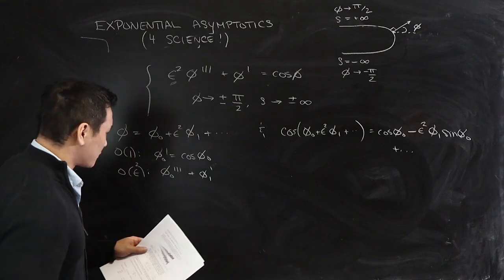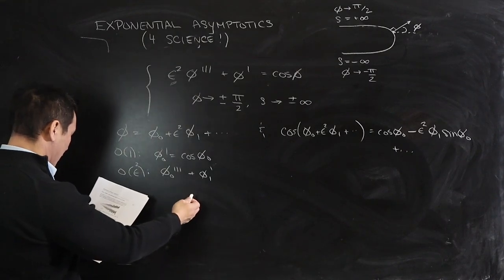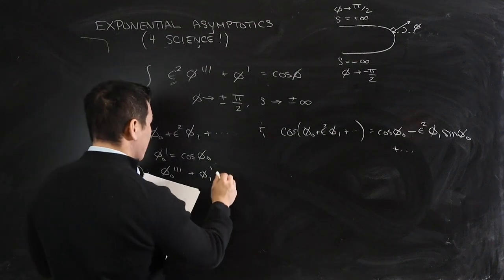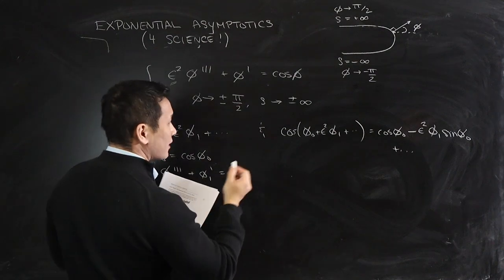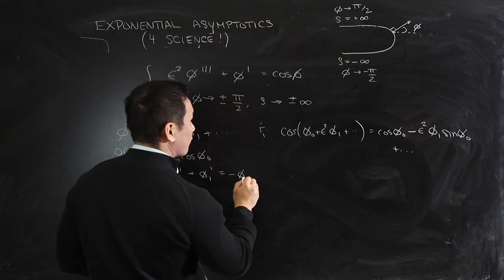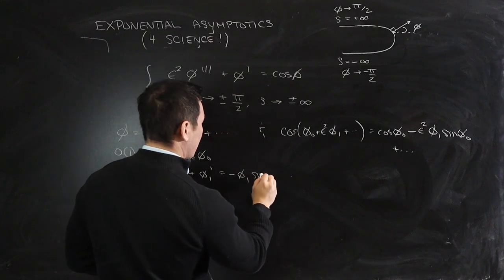Okay? So we have phi 1 prime, and then I need the sine term on the right-hand side there, so that's a minus phi 1 times sine of phi naught.